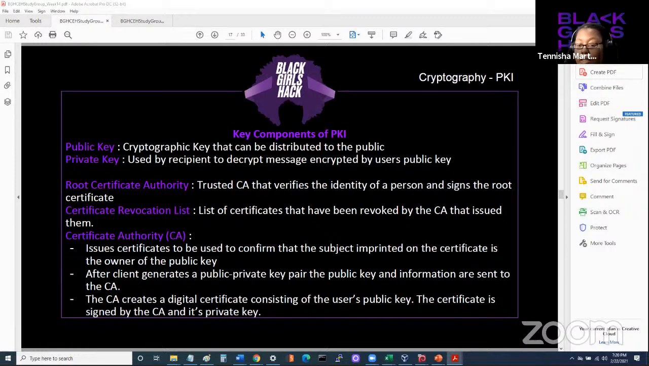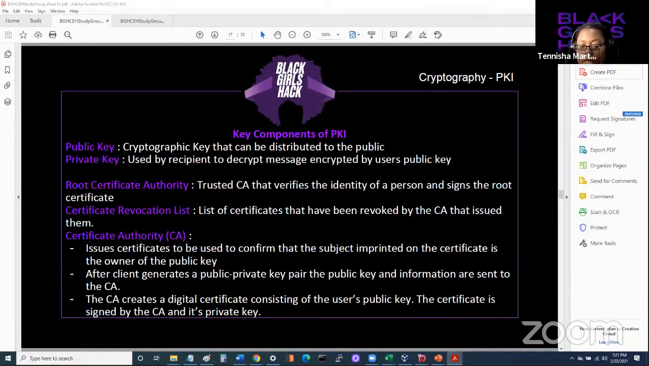The revocation list is a list of certificates that have been revoked by the CA. That means these are no longer valid. So one of the things your system should be doing is checking the revocation list to make sure a certificate is not being used any longer.